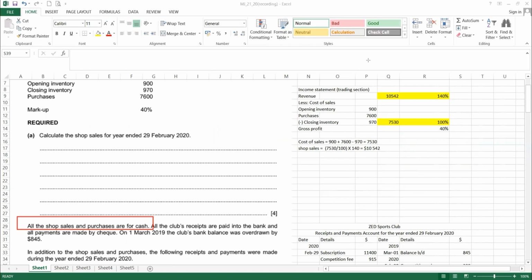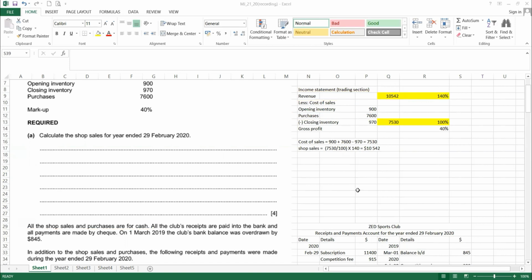It means that the amount that we calculated, 10542, is income. That means we receive money, so we put it into the debit side. Whereas purchases, this amount goes on the credit side.